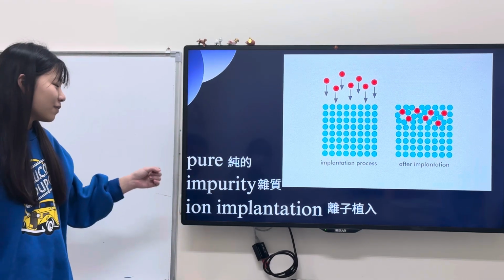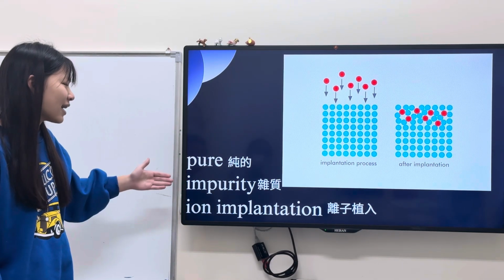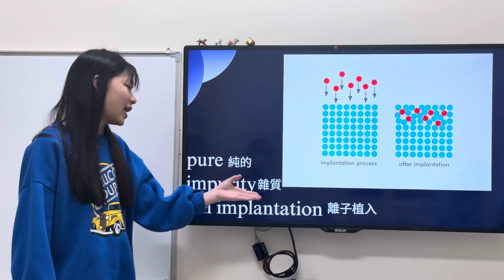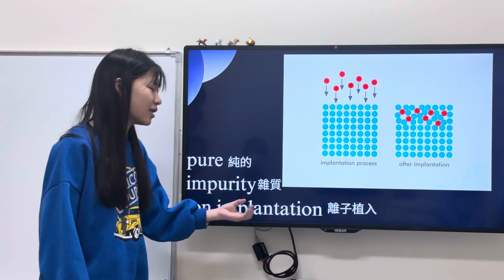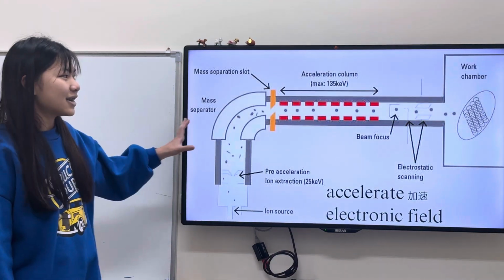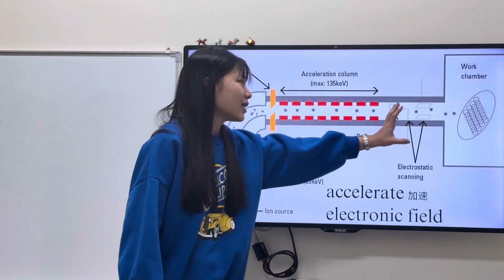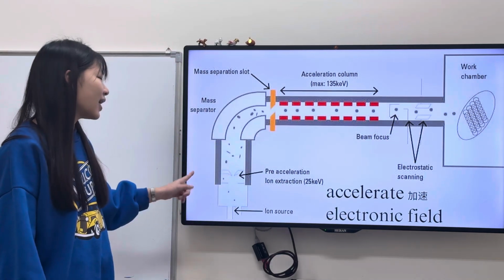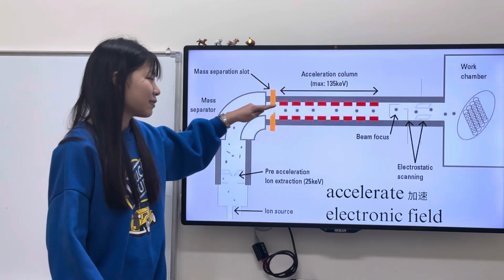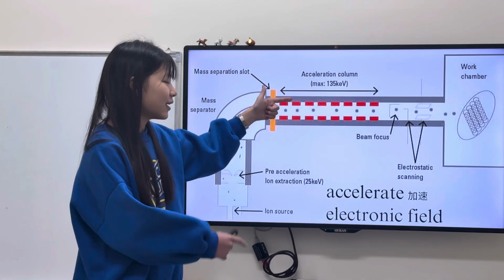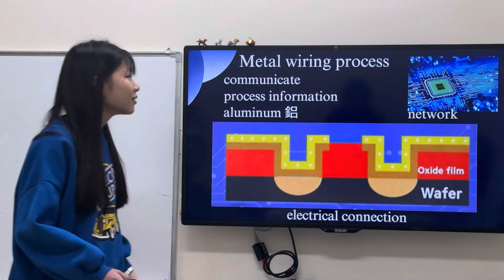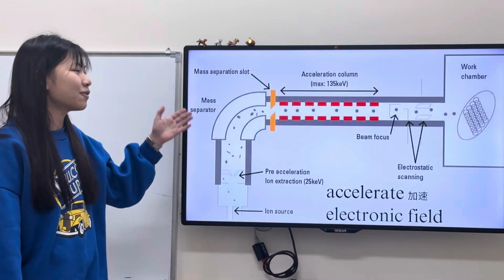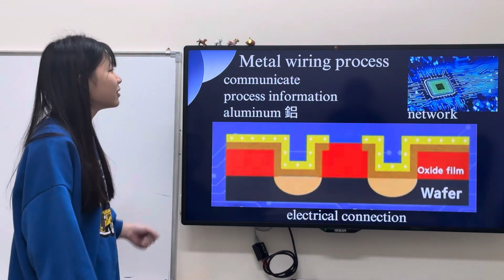So people would add impurities into it, and the process is called ion implantation. People will put the wafer in the instrument, and the ions will be accelerated through the electronic field and then injected into the wafer. And this can make the wafer conductive.